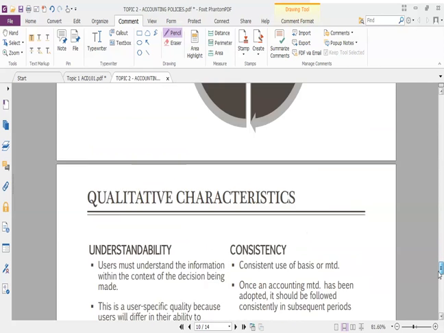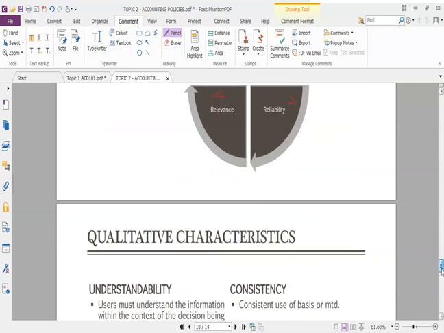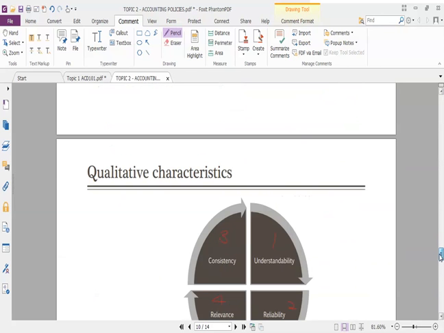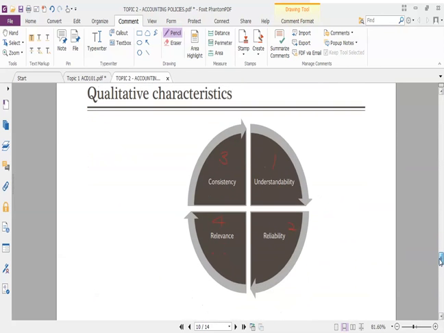Okay, let's look at the qualitative characteristics. Before this, we just looked at the accounting concept. Now we are looking at the qualitative characteristics. Accounting is about how to calculate. We look at the technical parts, where you must count it in mathematical ways. But accounting also has qualitative characteristics.